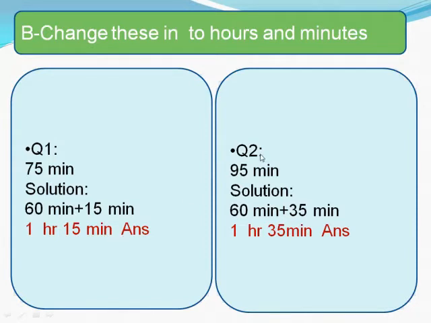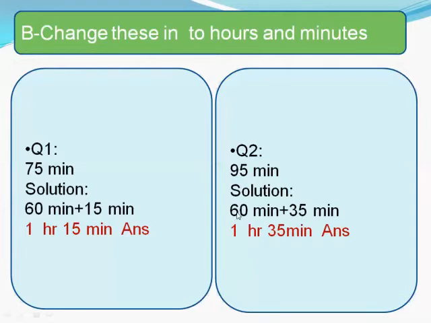Now move to the next question, number 2 from the same exercise, for your practice. I will revise the next question for your practice. 95 minutes. See the solution. How many 60s does 95 have? Only one 60. It means the remaining minutes are 35, so 60 minutes plus 35 minutes is equal to 95 minutes, and these 95 minutes break up into 60 minutes plus 35 minutes.